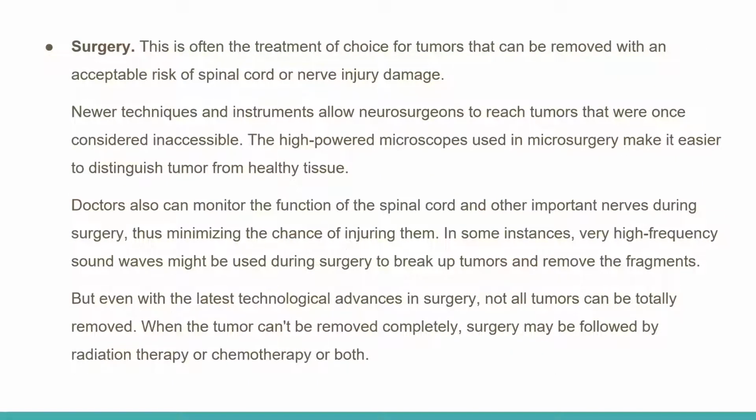Then we have surgery. This is often the treatment of choice for tumors that can be removed with an acceptable risk of spinal cord or nerve injury. Newer techniques and instruments allow neurosurgeons to reach tumors that were once considered inaccessible. The high-powered microscope used in microsurgery makes it easier to distinguish tumor from healthy tissue. Doctors can monitor the function of the spinal cord and other important nerves during surgery, thus minimizing the chance of injuring them. In some instances, very high-frequency sound waves might be used during surgery to break up tumors and to remove the fragments.